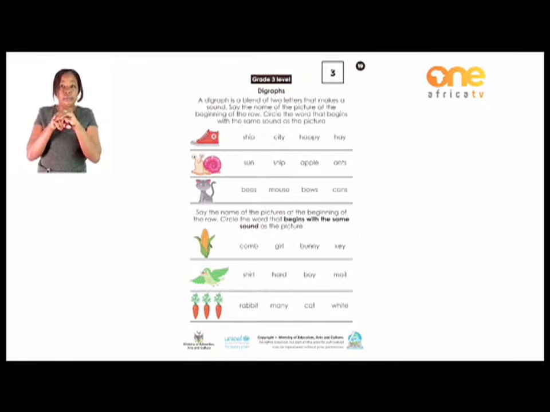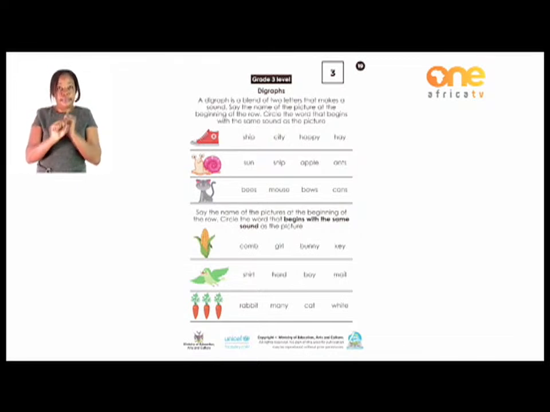The second picture there, check that picture. What is the name of that? Is it a sun, snip, apple, ant? Then you find out the name of it, which is not here on the answers, but the sound, the first 2 letters of the name of this insect, is found on these 4 words. Which word is containing those 2 letters?